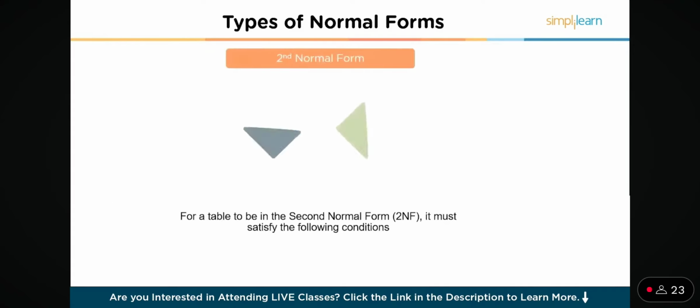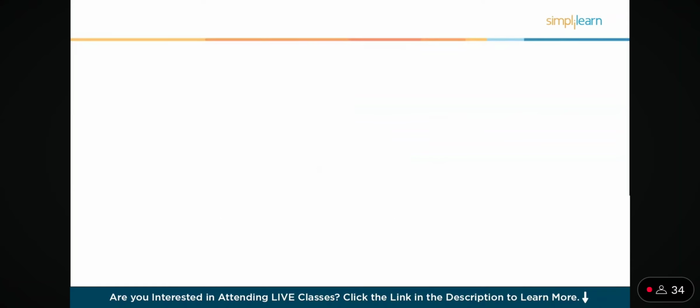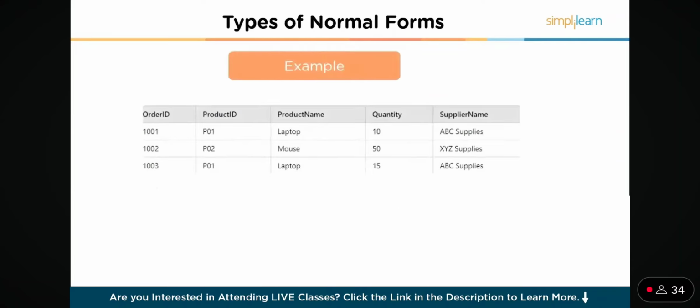For a table to be in second normal form, it must satisfy the following conditions. Number 1, it must be in 1NF. Number 2, no partial dependency. Every non-key attribute should be fully dependent on the entire primary key, not just part of it. This rule applies primarily to tables with composite primary keys. Example of second normal form: consider the following table that is in 1NF. The order ID, product name, quantity, and the supplier name.